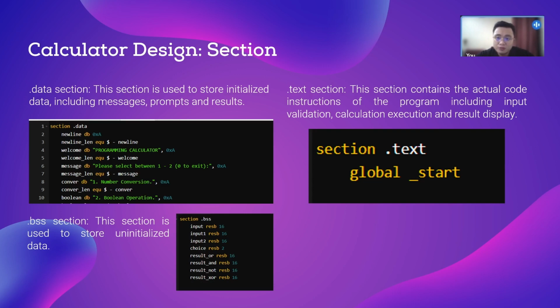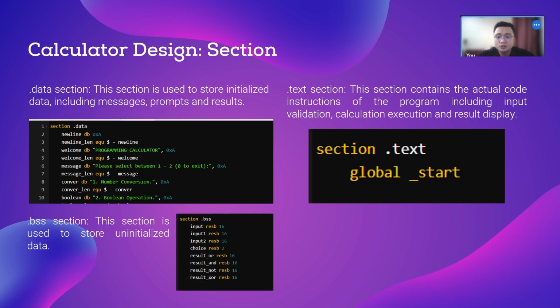As for the text section, this section contains the actual code instructions of the program, including input validation, calculator execution, and result display. It's like assembly and linking, where the assembler converts the assembly language instructions in the text section into machine code, and the linker combines the text section with the other sections and libraries to create the final executable file. And the last section is the BSS section.